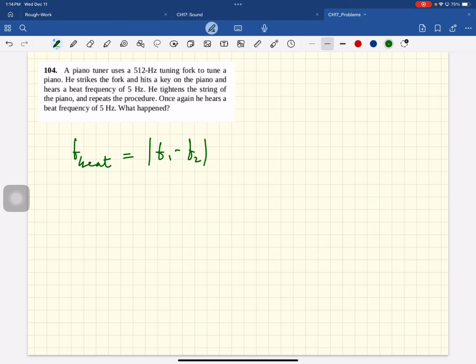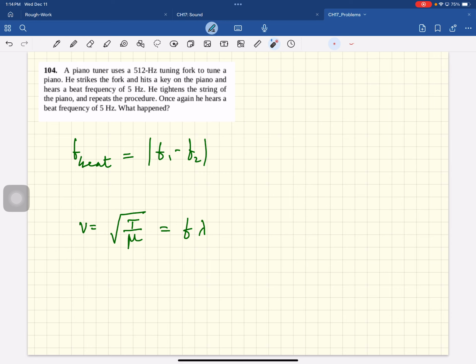He tightens the string of the piano and repeats the procedure. So the velocity of the wave on a string is the square root of tension divided by mu, and the velocity is frequency times wavelength. So that's on the piano string. If you tighten the string, the wavelength is constant, because that depends on the length of the string, which is not changing. So the frequency is increasing. Once again, he hears a beat frequency of 5 hertz.